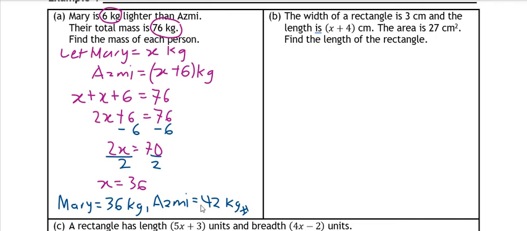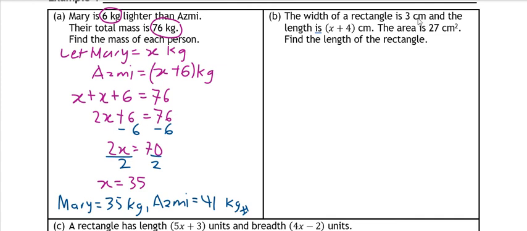Okay, 36 plus 6. So let's double check this once more. Oh, sorry about this one. I have to correct this. 36 is not going to be 36. This is 35. Okay, so 70 divided by 2 is 35. Apology for the mistake. So Mary will be 35 and Azmi will be 41 kilogram. Okay, so let's move on to the next one.